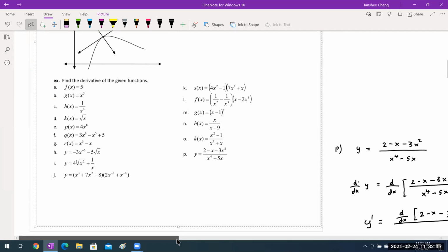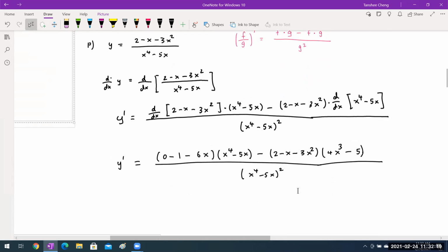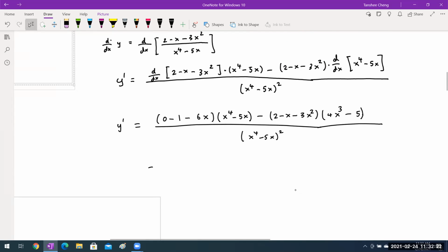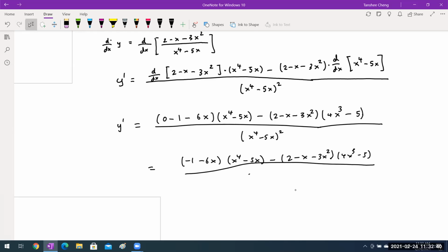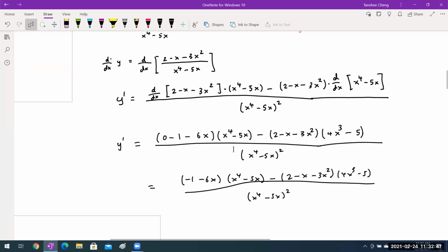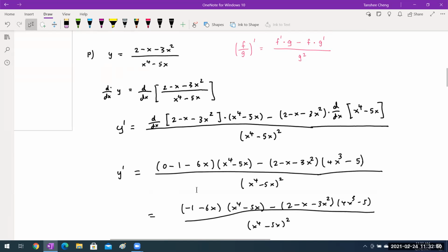So now continuing this, simplifying a little bit, that will become -1 minus 6x, x to the fourth minus 5x, minus 2 minus x minus 3x squared, 4x to the third minus 5, all over x to the fourth minus 5x to the quantity square. And this will be the practice that we want to get from the problem all the way down to taking derivatives quickly.